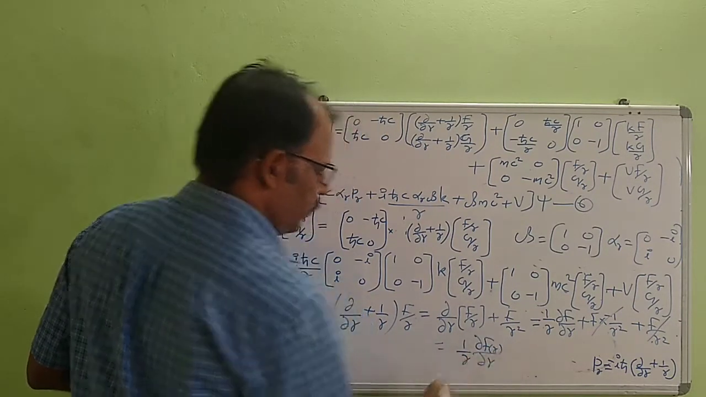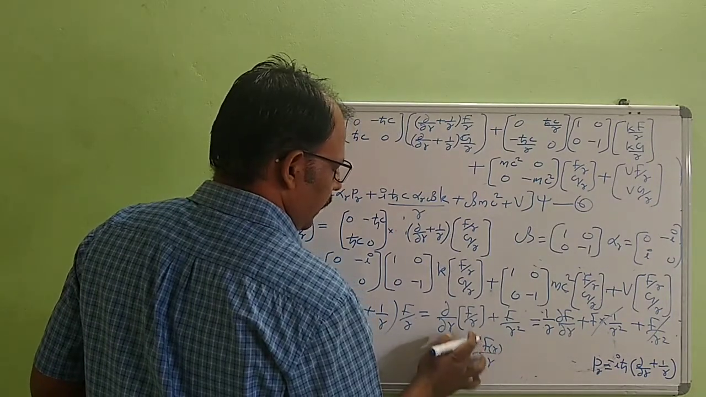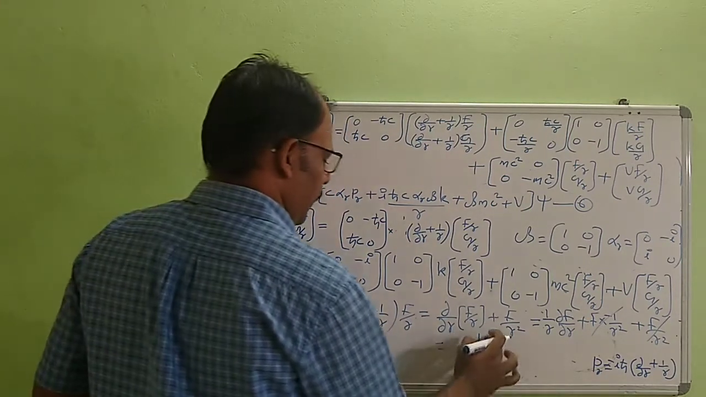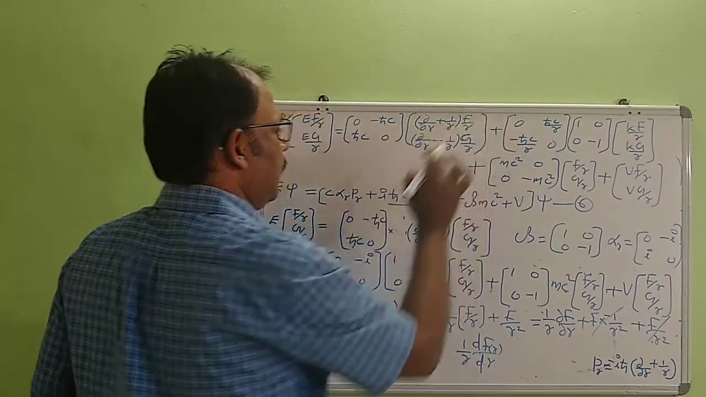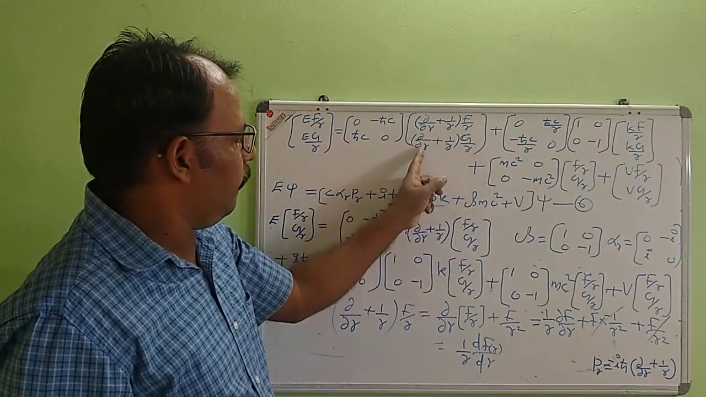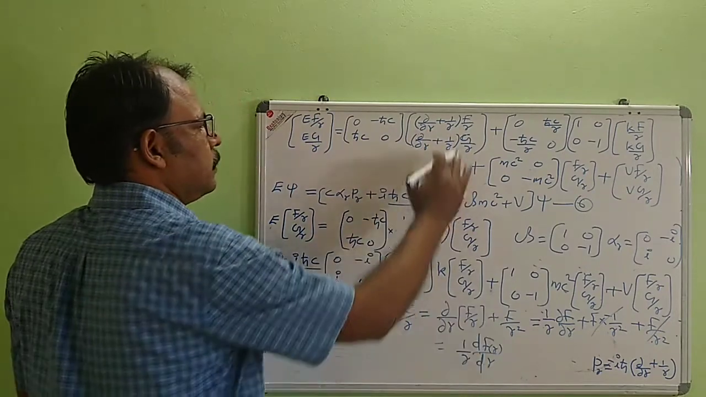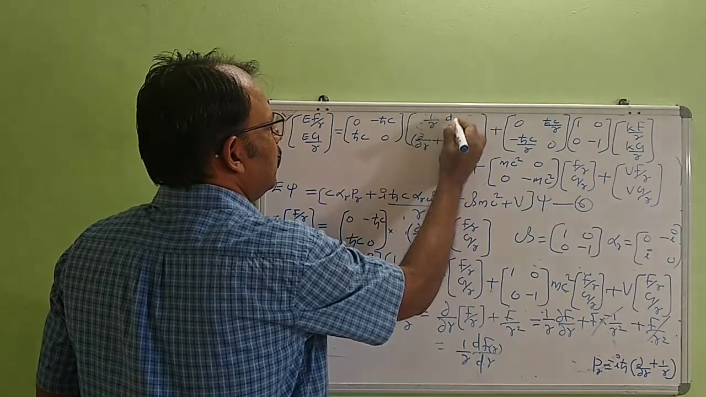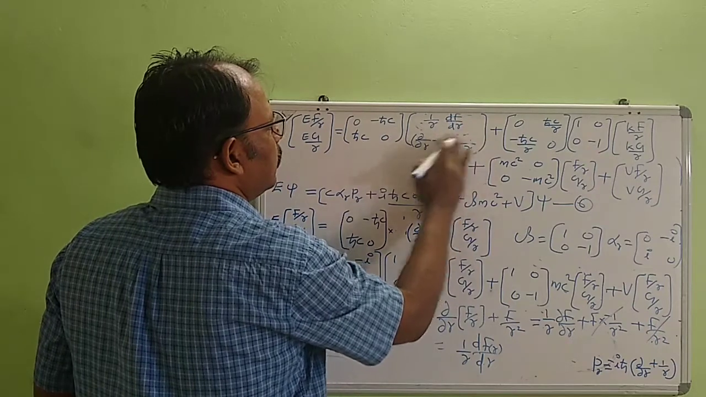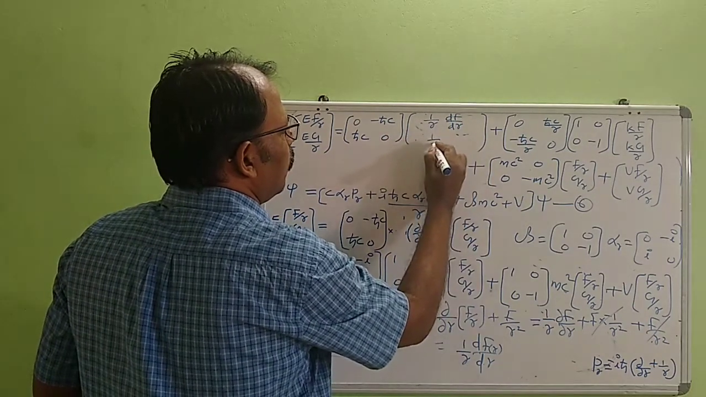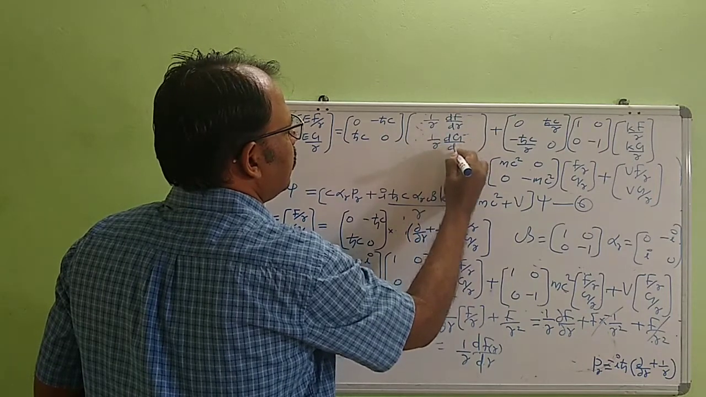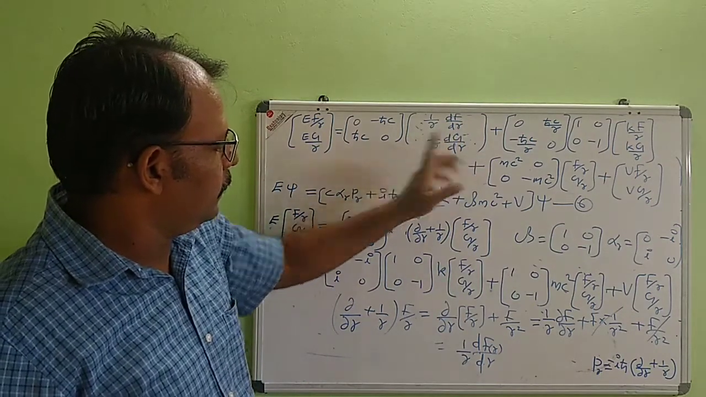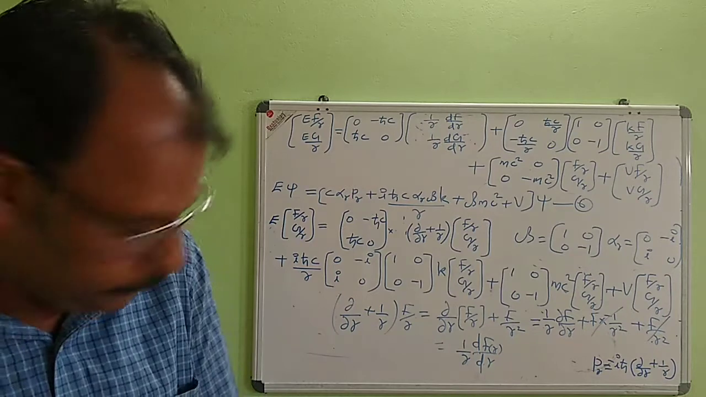We know that f is a function of r only. So dou f by dou r, we can write it as df by dr. So this term we can write as 1 by r df by dr. In a similar way, the second term will be 1 by r dg by dr. So this is 1 by r df by dr, and the second one is 1 by r dg by dr. Now we can simplify this further.